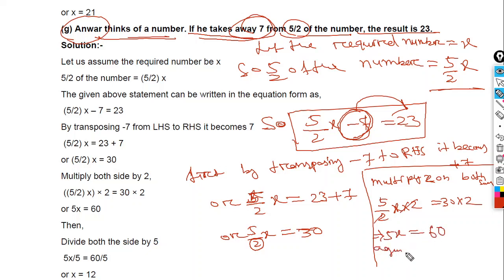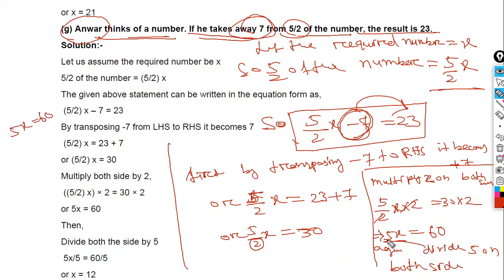Again divide 5 on both sides. 5 divide करेंगे both side पे, कहाँ लिखेंगे? यहाँ पे लिखते हैं. 5x equal to 60 is there.